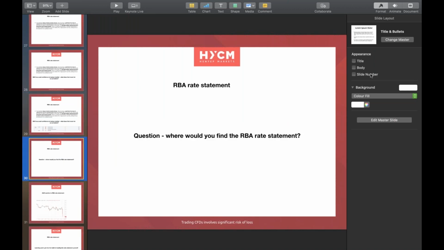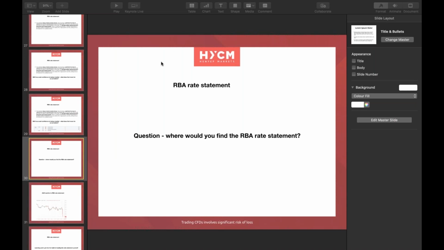So here's a quick question for you. Maybe you're new to trading, maybe you don't quite yet know where to find this. Where would you find the RBA rate statement? This is meant to be interactive, guys. Where would you find it? Yes, Nadir, Mohammed, well done. That's exactly right. You would find it on the Reserve Bank of Australia's website.